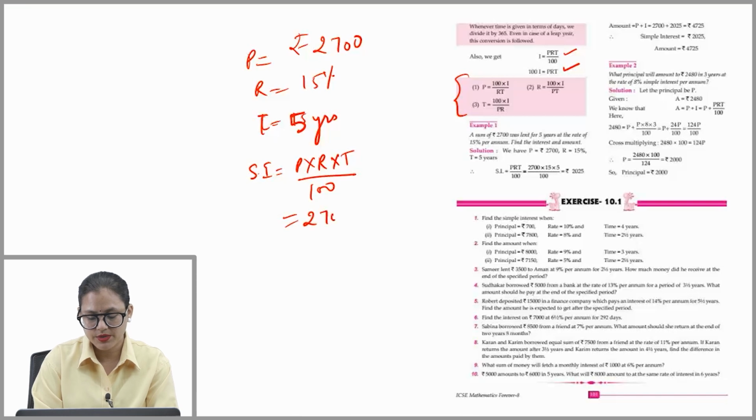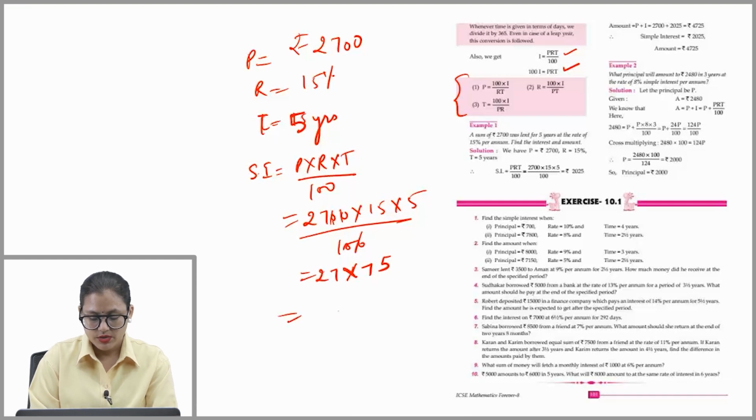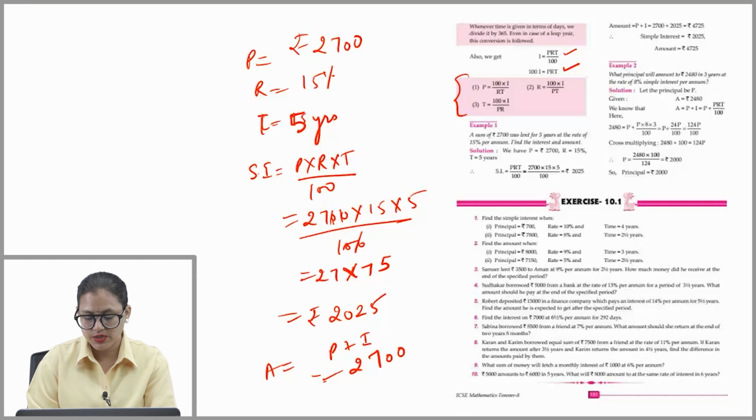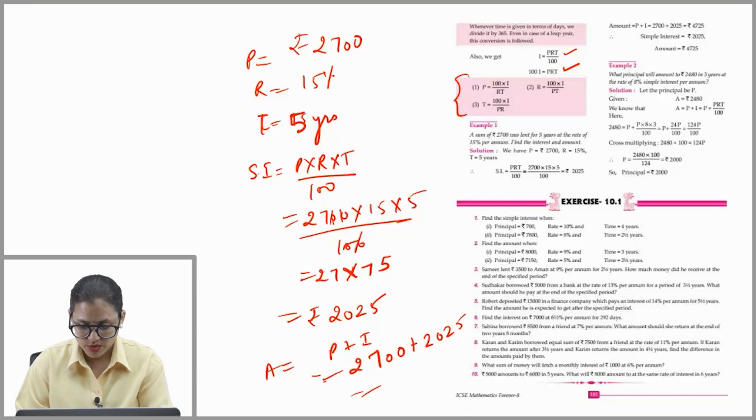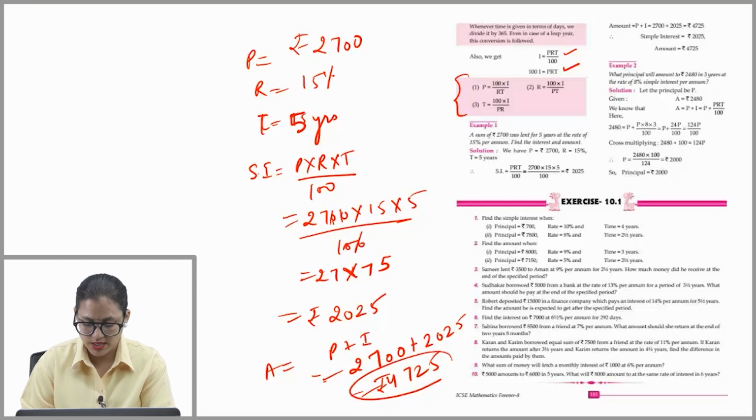The formula is P into R into T upon 100. Principal is 2,700, rate is 15, time is 5 upon 100. Okay. So 27 into 15 into 5 is 2025. This is the interest. Now we have to find the amount. Amount is what? Principal plus interest. Principal is 2,700 plus interest is 2025. So the total amount paid is what? 4,725. Okay, so this amount he has to pay.